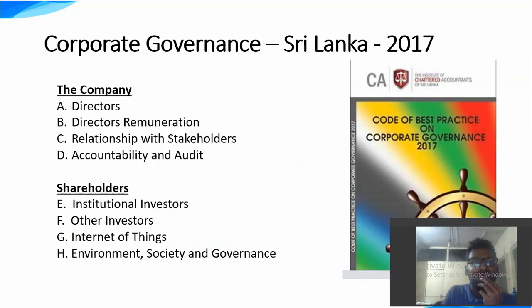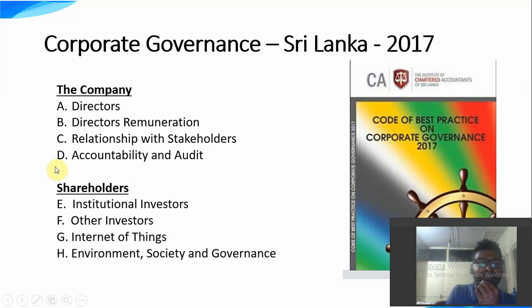When it comes to the Sri Lanka 2017 code, it had two major sections. One is the company and the other is shareholders. With regard to the company, this code gives instructions on how directors should be structured, how many independent directors, how many executive directors, how they should be remunerated, how they should have a relationship with their stakeholders, accountability and audit, and how duties should be segregated, and whether independence is assured.